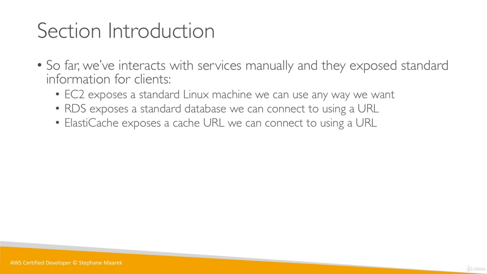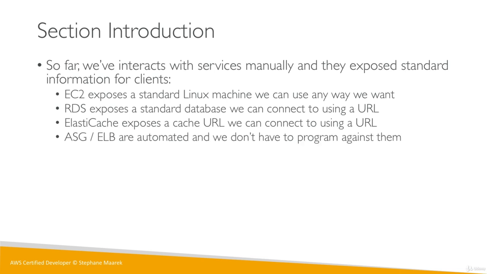Same for ElastiCache, really. It just exposes a URL and you can connect to it and do whatever you would do with any ElastiCache. Likewise, when we did ASGs and ELBs, they were automated and managed services, and we really don't have to write any code against them, right? And Route 53 setup was manual. So you get the idea. Everything we've done so far, except S3, was pretty much standard IT.